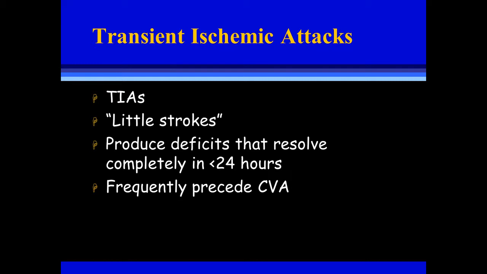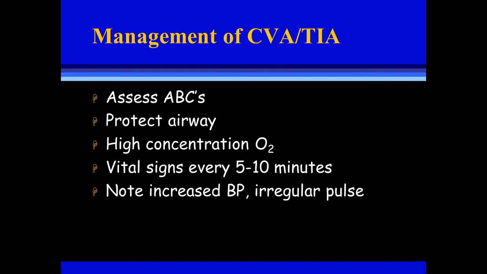So deficits that return to normal on their own without treatment or intervention within 24 hours is a TIA. Again, if you have a TIA, then the likelihood of having a real stroke is obviously increased. Management of CVA-TIA, we're going to treat them the same. Okay, there's no difference for us. Assess ABCs, protect the airway, high flow O2, vital signs every 5 to 10 minutes. Note increased blood pressure, irregular pulse.